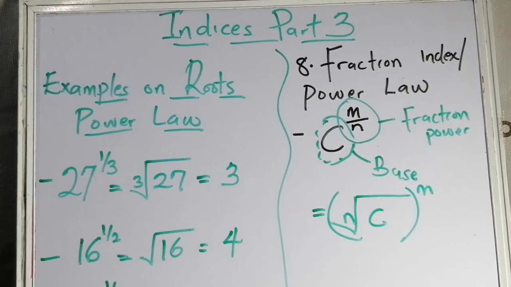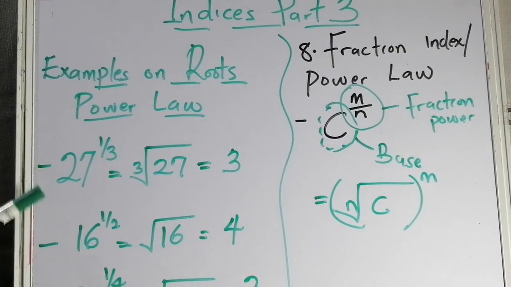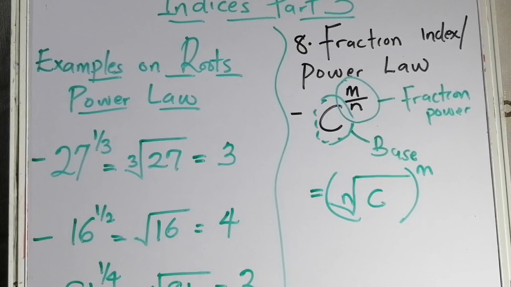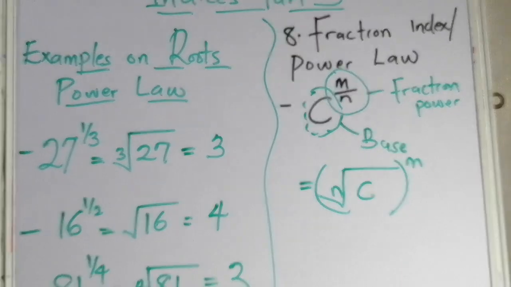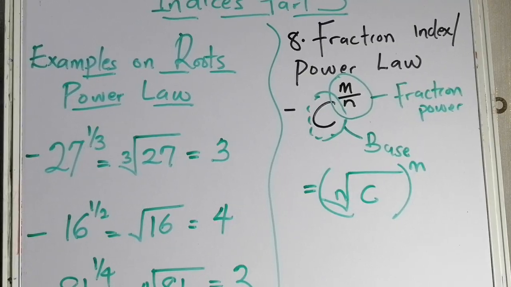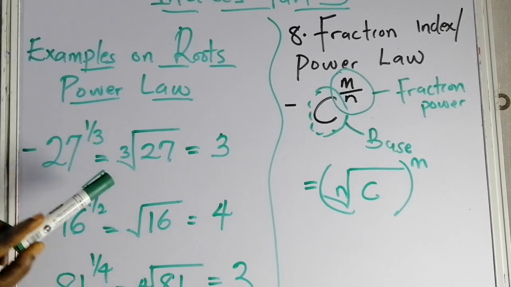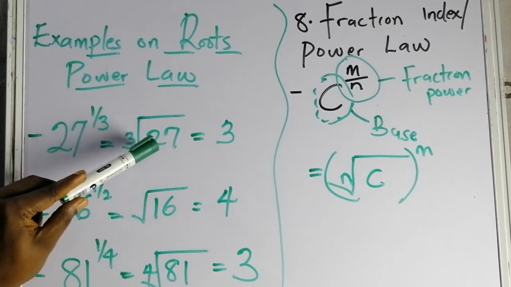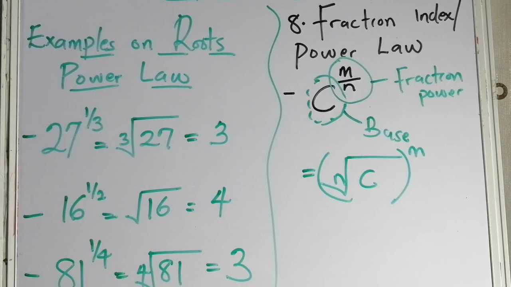So, in order to avoid wasting our time talking too much, I've given examples of root power law here. Like I said in part 2, the root power can be 1/2, 1/3, 1/4, 1/5, 1/6. It can continue like that. So here 27 raised to power 1/3 is the same thing as third root of 27. The meaning of third root of 27 is: what can I multiply 3 times to give me 27?